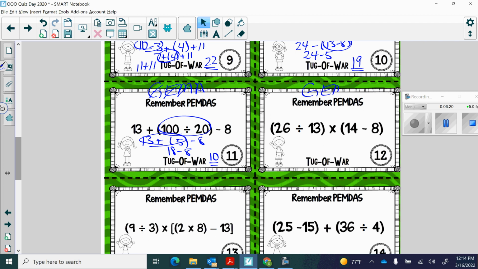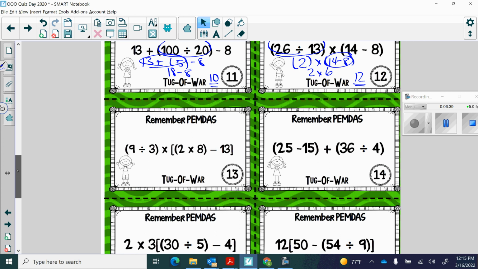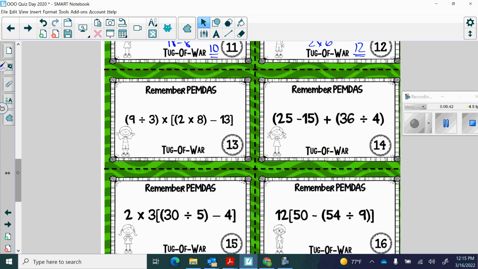That's not good. I got one question wrong. Okay, we have two groupings again, so we'll start on the left. That gives us 2 times 14 minus 8. I now have a grouping on the right, 2 times 6, for a total of 12. 13.